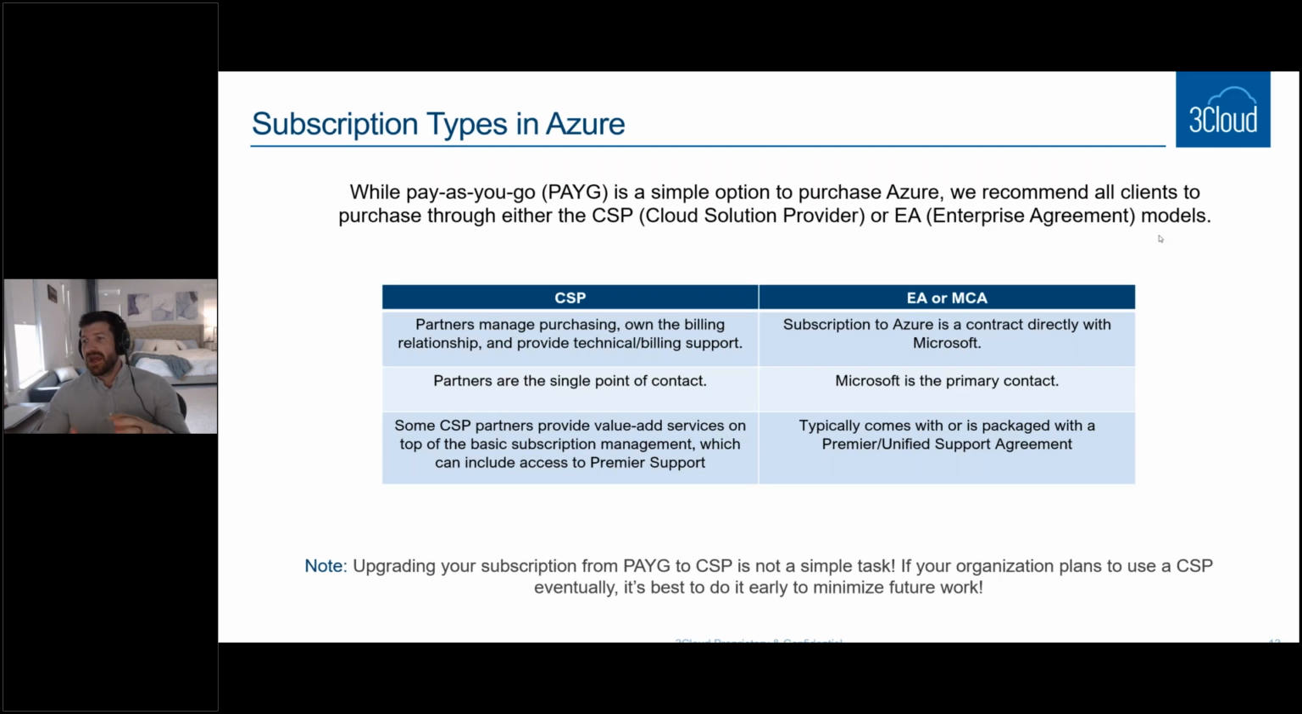With CSP, a partner such as ThreeCloud owns 100% of your licensing. So as you need a license, you request it from us, we spin it all up. We own the billing relationship. And most importantly, partners are the singular point of contact, meaning if you have an issue, it typically escalates through the partner first, and it's typically supported by that partner first. A lot of CSP partners, including us, provide value add services. If we own your subscription and we own your Azure journey, we sit on top of that subscription management and we're able to provide additional services.